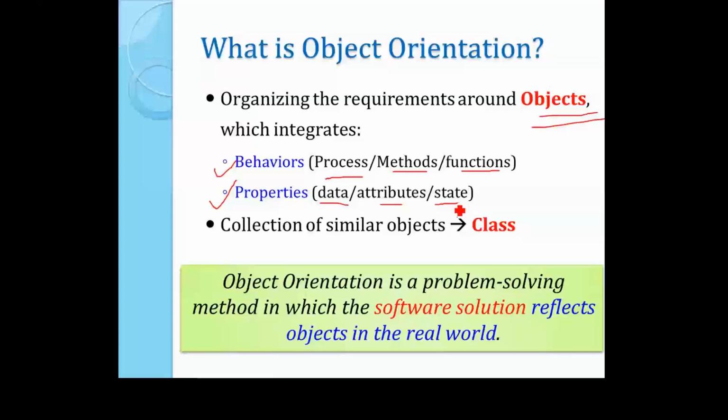A collection of such similar objects is called a class. We can go with an example to define what is a class and object later. As of now, object orientation is a problem solving method. Here our idea is to analyze a problem and solve it. You are going to give a software solution which is going to reflect objects in the real world. So this is the literal definition of object orientation.